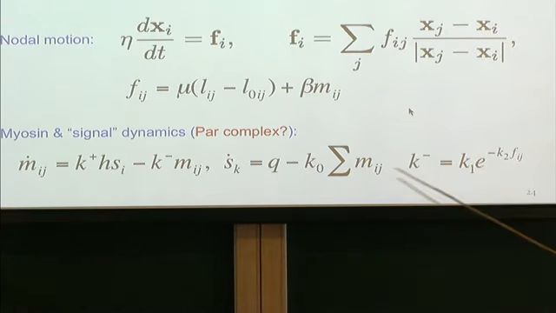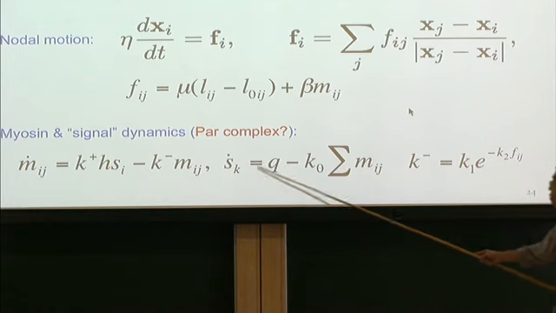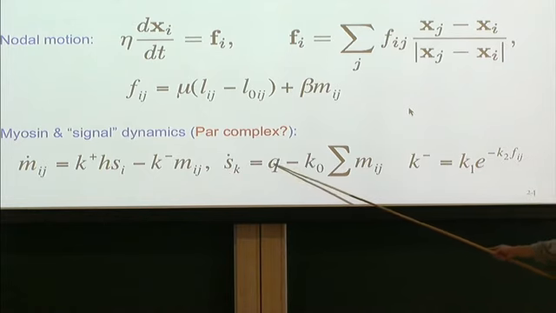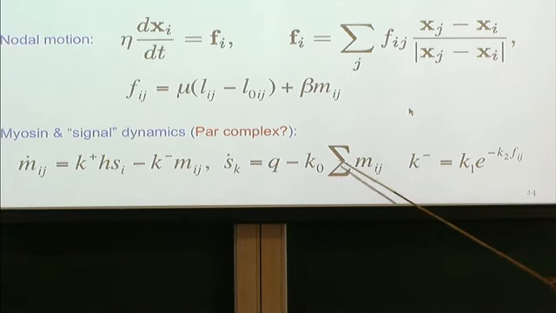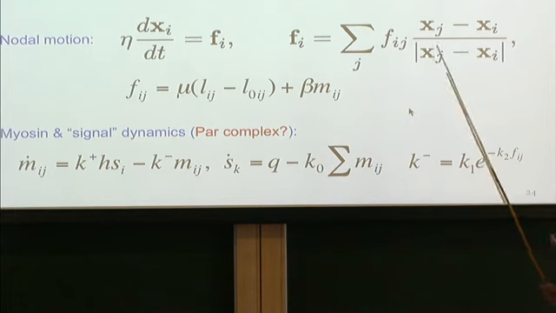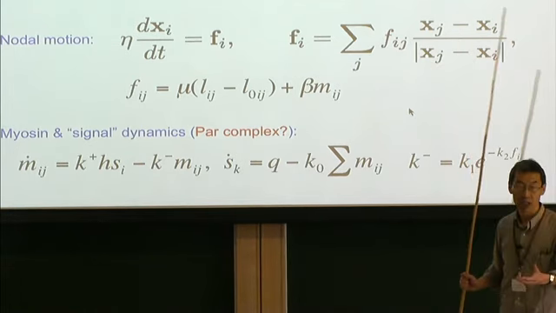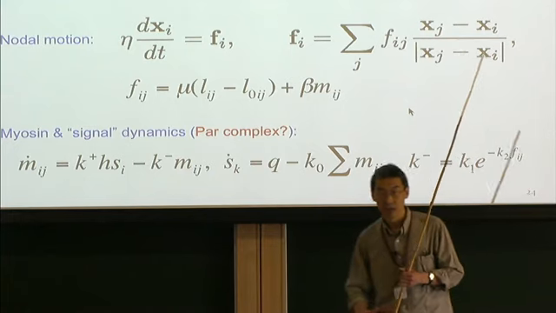So that's that. And now coming to the signal, we really had very little to go by. So we had a source, which is constant, and then we had constant consumption that's proportional to the amount of myosin that gets latched onto the network. So that's the simple model.